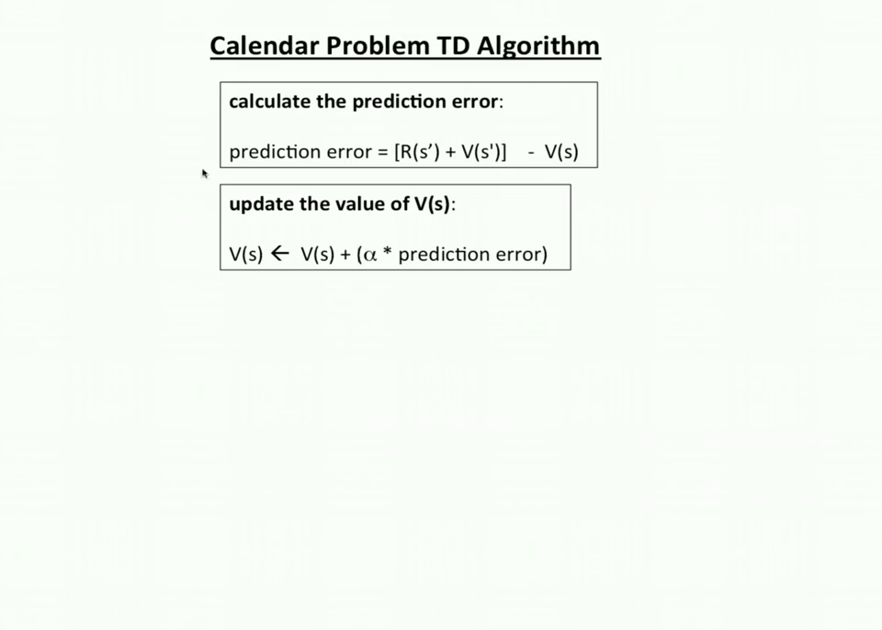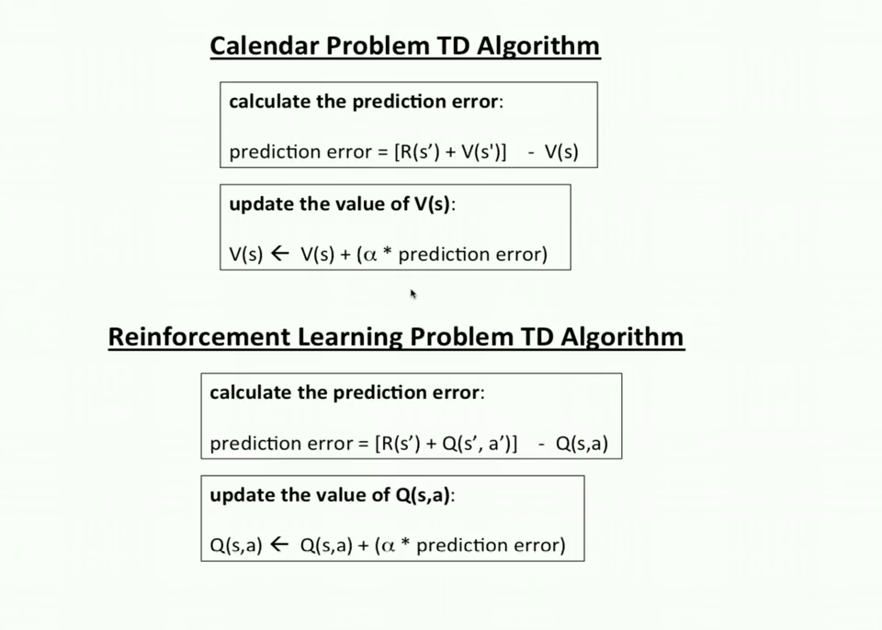Here was the TD algorithm that we learned in considerable detail for the calendar problem. And it should be familiar from video 1 and video 2. Here is the TD algorithm that we'll use for the reinforcement learning problem. Notice it's incredibly similar. The big difference is that instead of state values V, we have Q values. Whereas V values attach to states, Q values attach to state action pairs. So basically everything else that we've learned before carries over to our reinforcement learning problem.